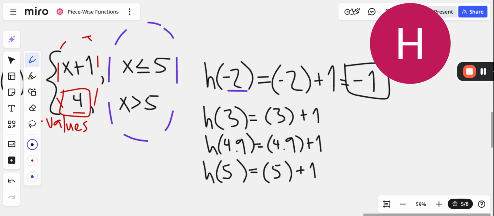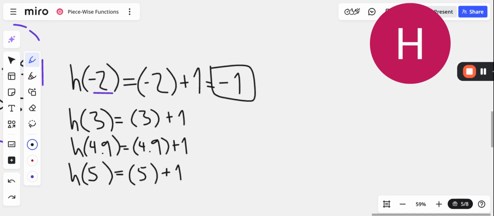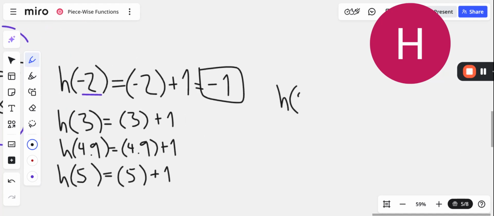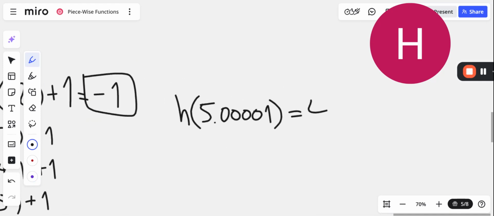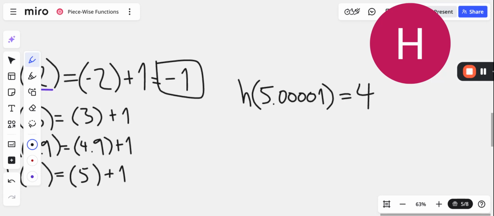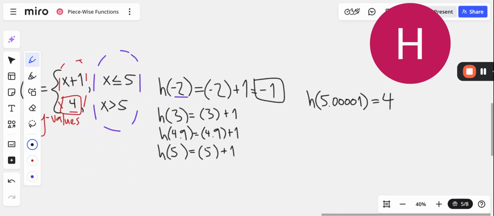But as soon as we go past 5, as soon as x is greater than 5, we will no longer be using that structure. So if we try to find h of 5.00001, which is just barely bigger than 5, but it is bigger than 5, we don't have to do any calculations. We know that it's just going to equal 4. Okay, so the graph of this is going to be most interesting to look at. I encourage you to take a look at that graph.